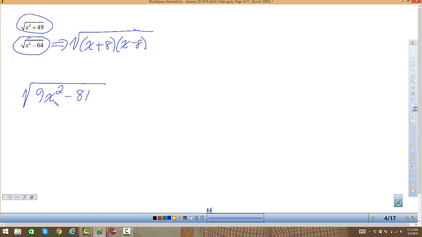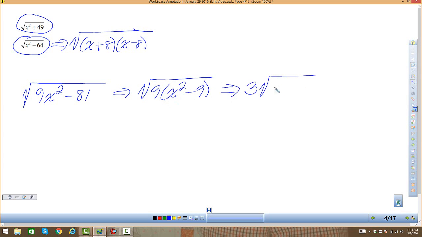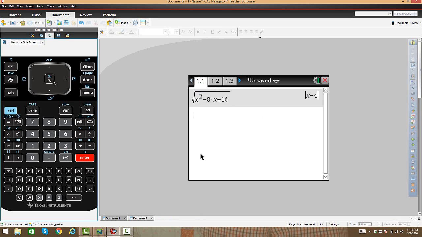Here's one more. Here I can factor out a 9 from both the x squared and the constant term, so I'll do that. And now 9 is a perfect square, so I can take the square root of that to 3 and move it outside the square root radical. And we can also verify in the Inspire.